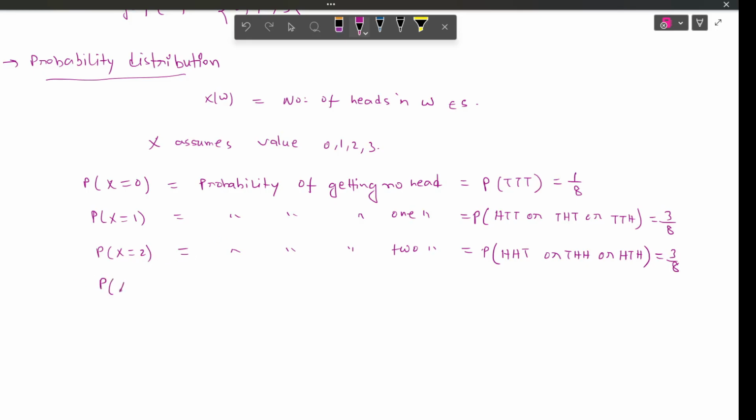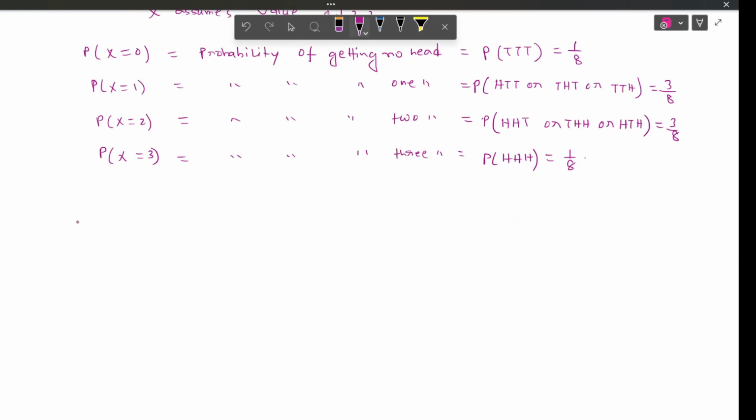And if we say probability of X equals 3, that means probability of getting 3 heads. That means probability of head head head. This would be 1 by 8, right? Only one possibility. Now, X cannot assume 4, right? Because we have tossed 3 coins, so the maximum number of heads that can appear is 3.